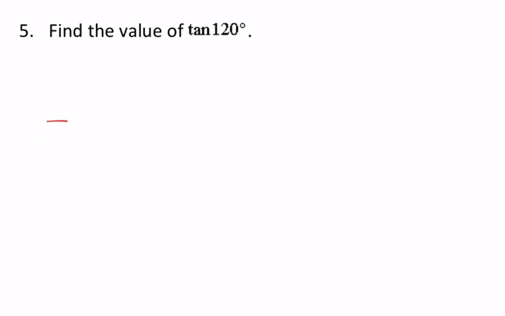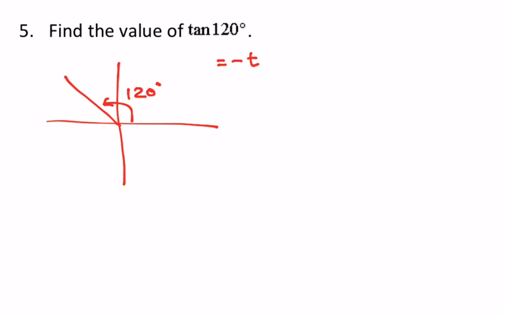All right, let's move on to number 5. What is the value of tangent of 120? So 120 comes down in the second quadrant. Tangent in the second quadrant is negative, so we have negative tangent, and the reference angle is 60 degrees. So we just write down negative tangent of 60. What is tangent of 60? That's radical 3. So negative radical 3 becomes the answer.